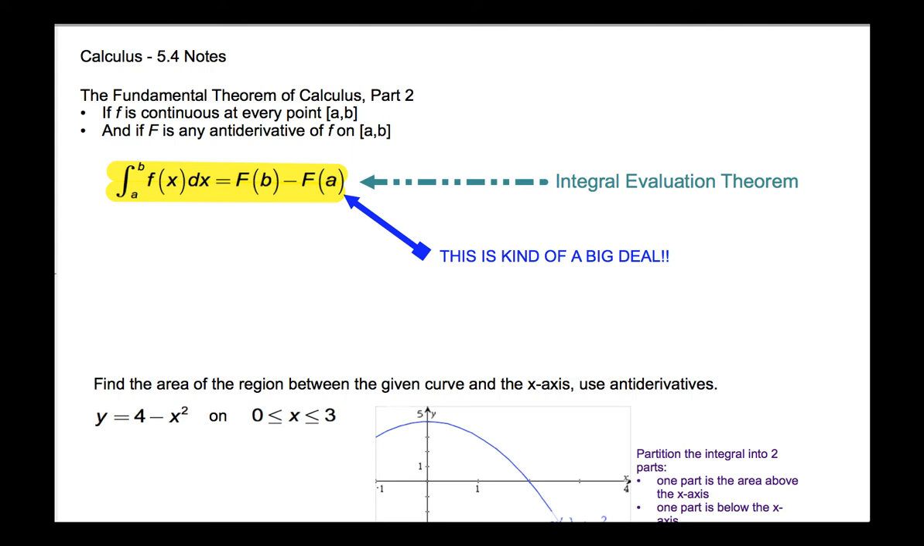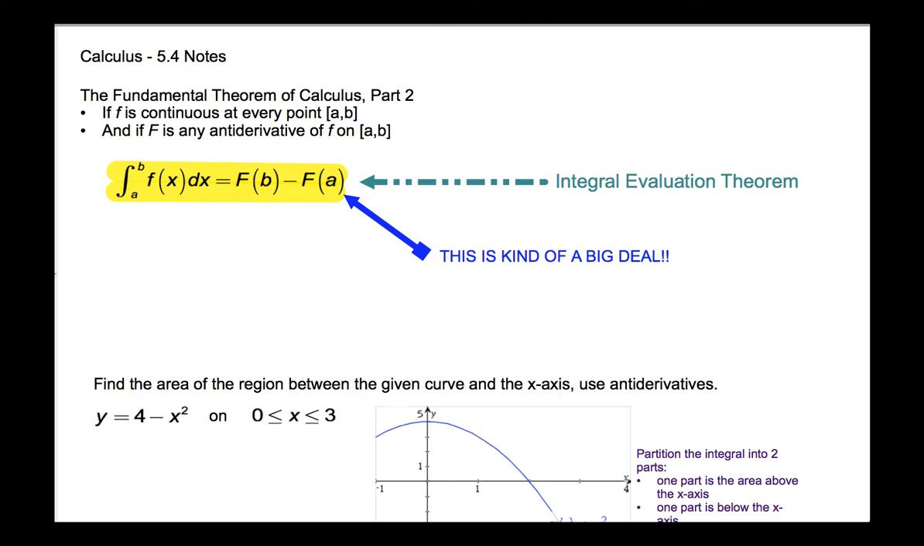Okay, here's the part 2 part of the fundamental theorem of calculus, which we've seen a few times. We just haven't called it the part 2 yet until in class recently. So the fundamental theorem of calculus part 2: if f is continuous at every point on the closed interval a to b, and if F is any antiderivative of that function on a to b, then you take that function of b minus your function of a.